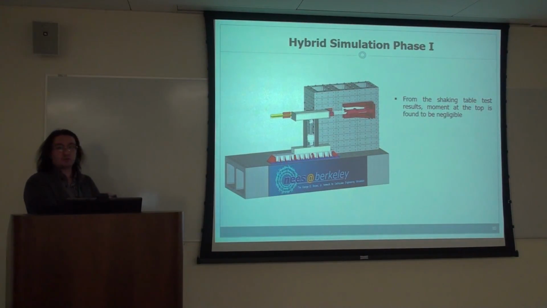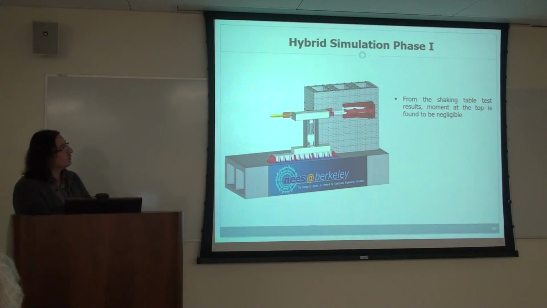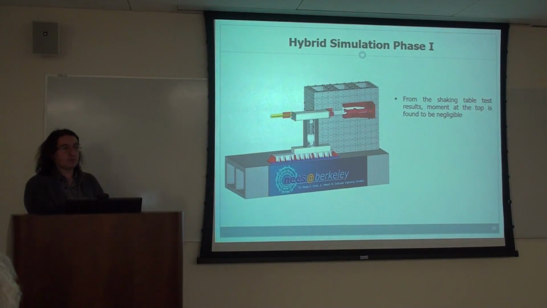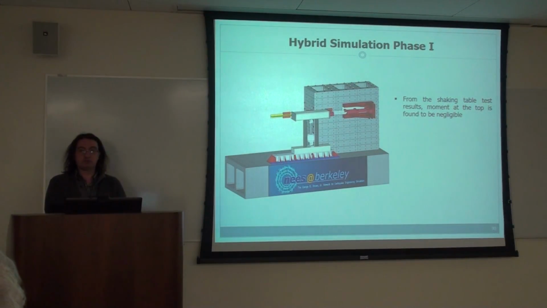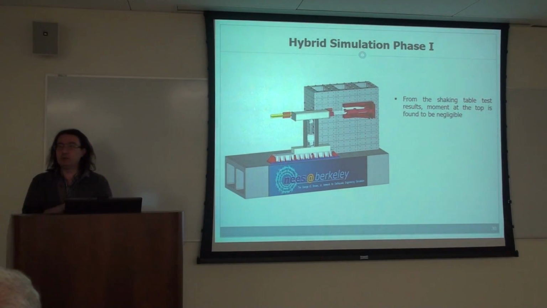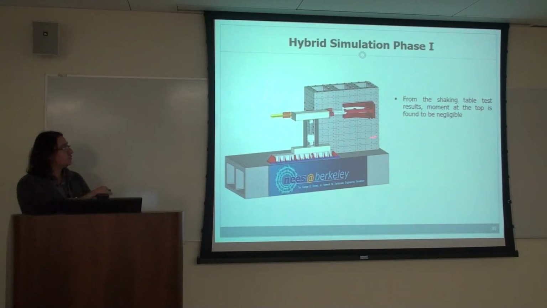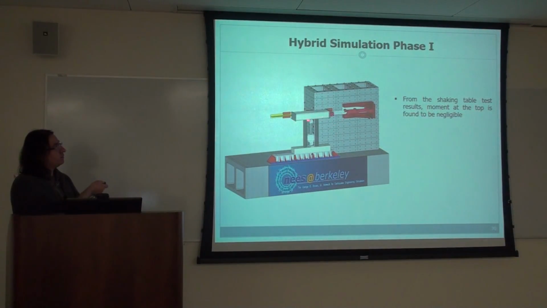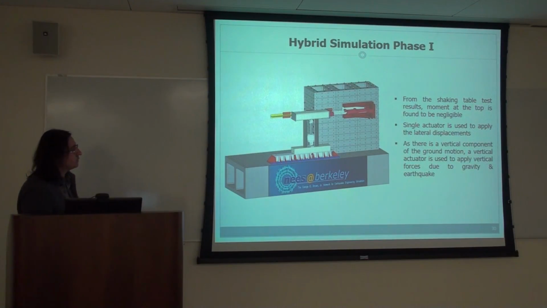Shaking table tests were pretty useful for setting up the hybrid, because from the shaking table test results we observed that the moment at the top of the bent cap is negligible. So since the moment is negligible, then as I mentioned in these substructuring slides, we don't have the rotational degree of freedom. So therefore we can only use one horizontal actuator. Yes, a single actuator is used to apply the lateral displacements.